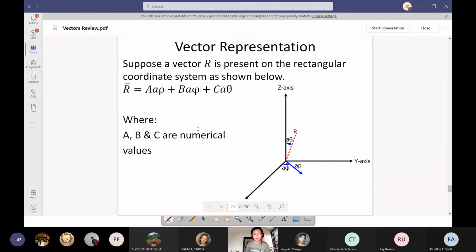Okay? So, if you have a certain vector found in the middle of this spherical coordinate system, then it can be represented by magnitude A along the radius R, plus magnitude B along the base angle phi, and magnitude C along the angular height theta. Okay? So that's it, guys.